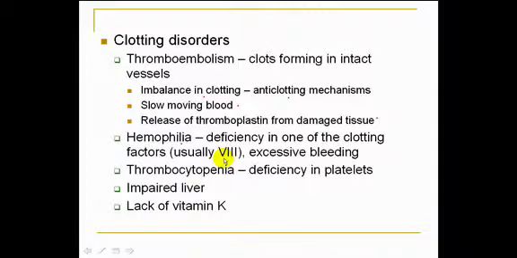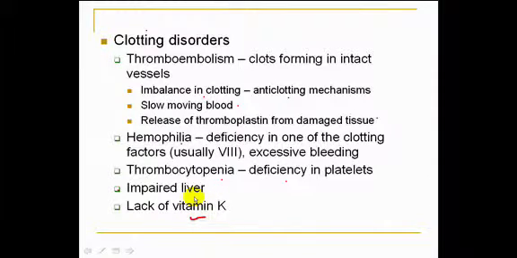And that's usually genetic. Then there's what's called thrombocytopenia, which is a deficiency in platelets. You don't produce enough platelets. And then anyone who has an impaired liver will a lot of times have clotting disorders, because all of those clotting factors are produced in the liver. And then there's vitamin K. Vitamin K plays a role in producing these clotting factors in the liver. So if you have a lack of vitamin K, you might not be able to.